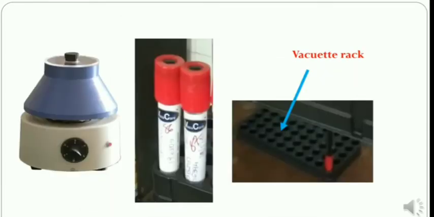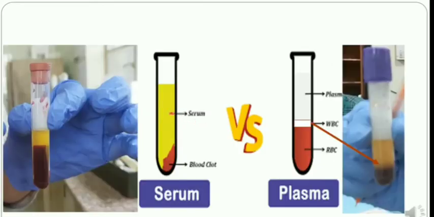After collecting the blood, the next step will be to separate the serum and plasma. For that we need to centrifuge. These are the test tubes. Currently we are showing only 2 test tubes, otherwise this whole rack can be full, and depending upon the centrifuge's capacity we can centrifuge as many vacutainers as per its capacity. On centrifugation, depending upon the vacutainer, we will get the serum or plasma.